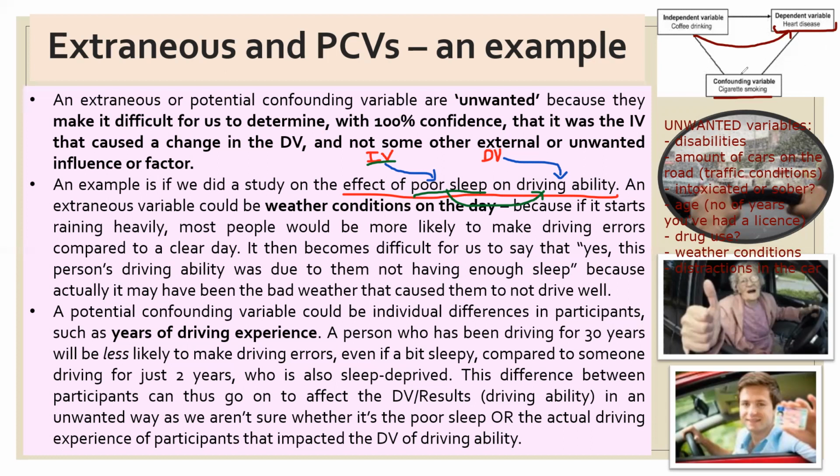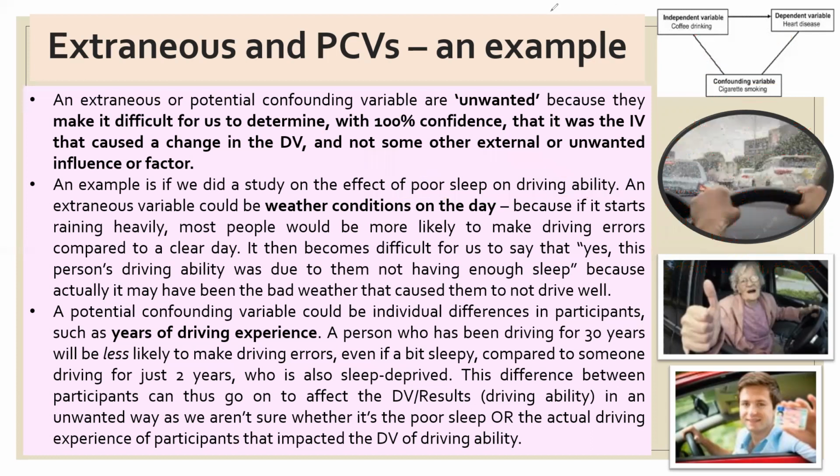All of those factors can be confounding variables, or unwanted variables other than the IV, other than coffee drinking, that can still have an effect on the DV. Okay, so just another example for you there. That's basically what we're talking about when we're talking about extraneous and potential confounding variables. And we've got a few more questions similar to this in your worksheet as well.